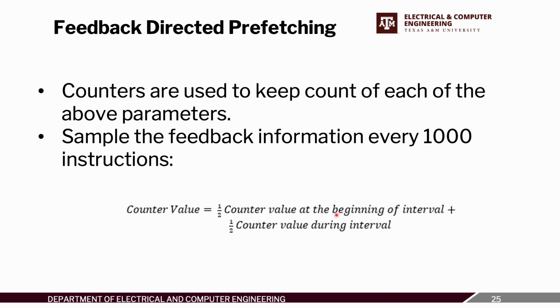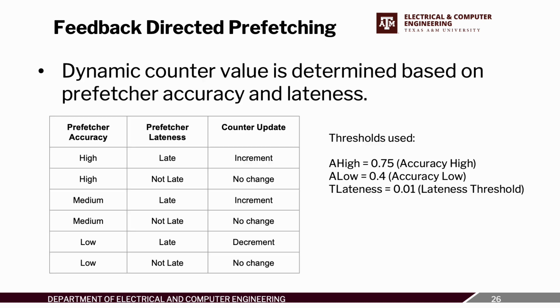Hence, at the end of every interval, we update the counter value based on the counter value at the beginning of that interval and at the end of that interval. A dynamic counter value is kept track of and determined based on the prefetcher accuracy and prefetcher lateness. When we calculate prefetcher accuracy and lateness, we compare it to these thresholds and determine if it is high, medium or low, or late or not late.